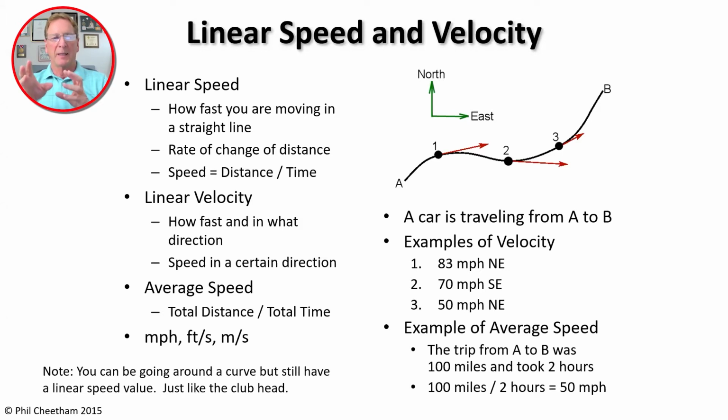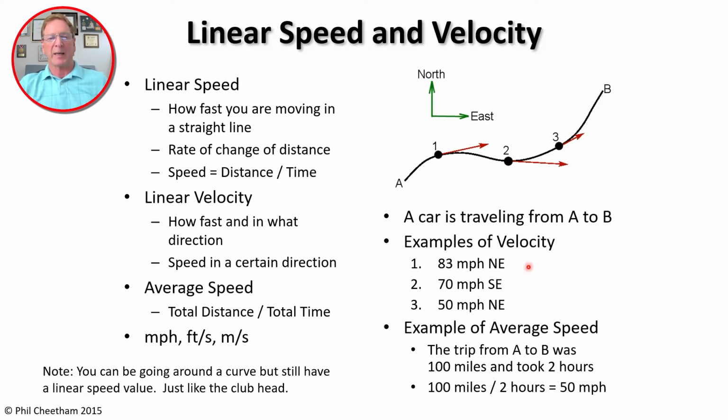But on the other hand, linear velocity is a combination of speed and direction. So it's how fast you're moving, but it has to have a specific direction. To become a velocity, you have to know in which direction you are moving. So if a car is traveling from A to B, it could have different velocities at different times while it's driving from A to B.